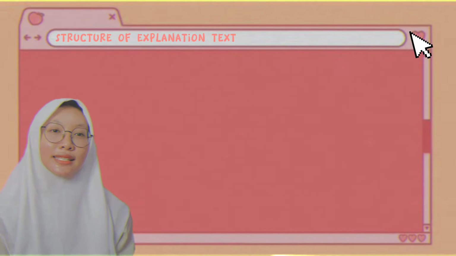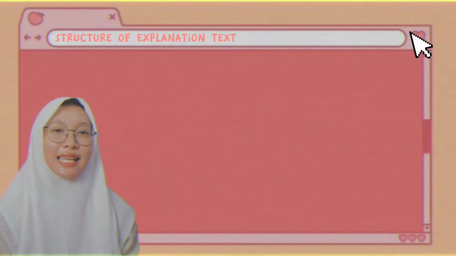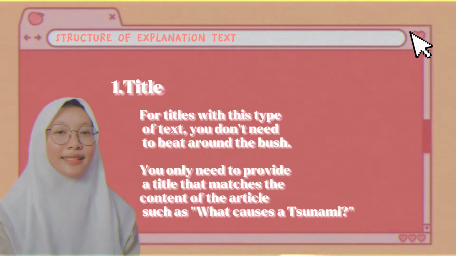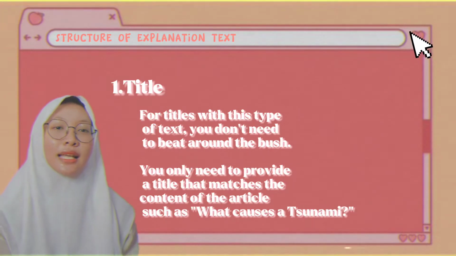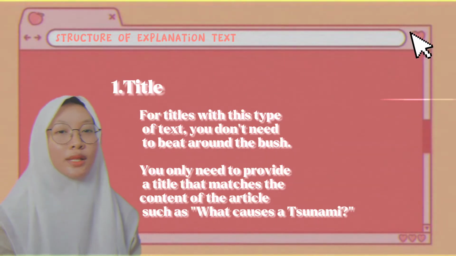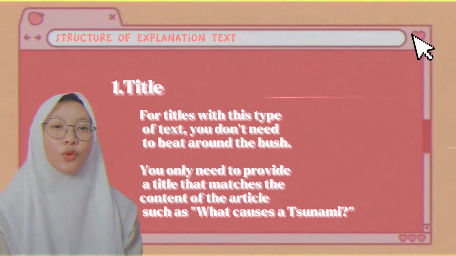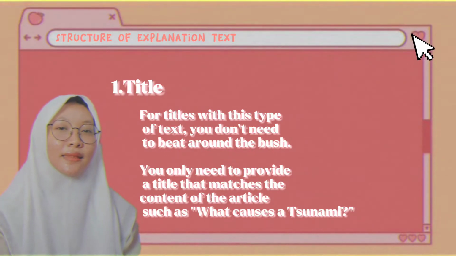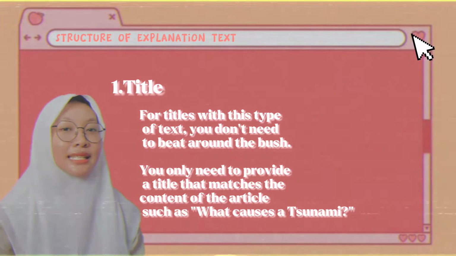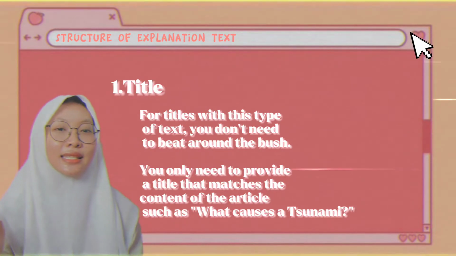Next, we will discuss the structure of explanation text. Number 1 is title. For title, with this type of text, you don't need to beat around the bush. You only need to provide a title that matches the content of the article, such as what caused a tsunami.